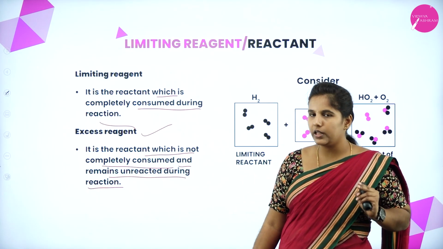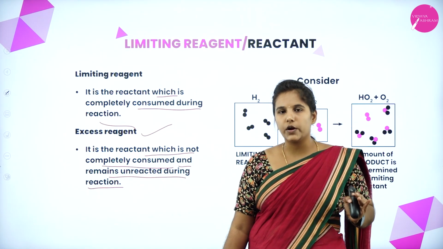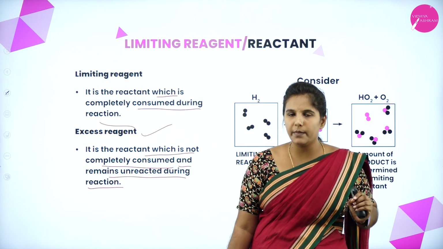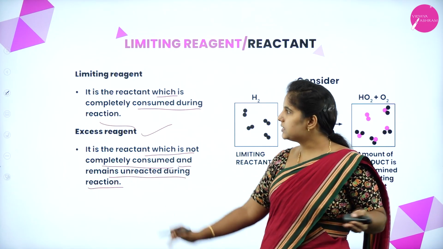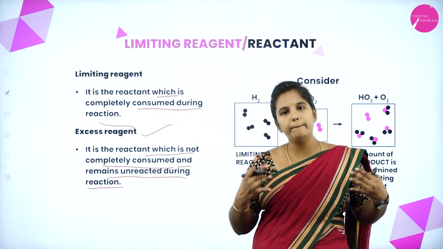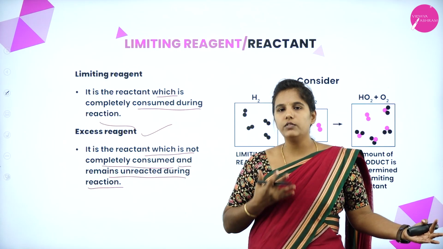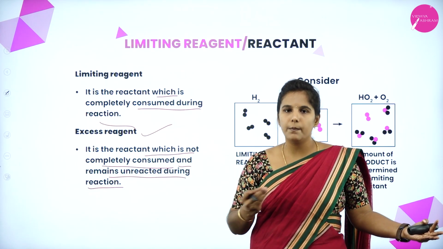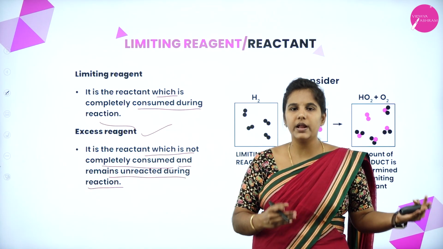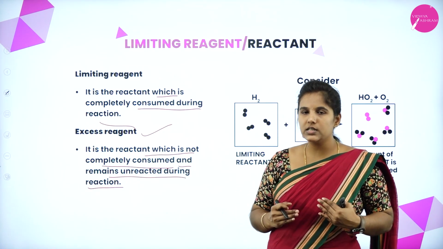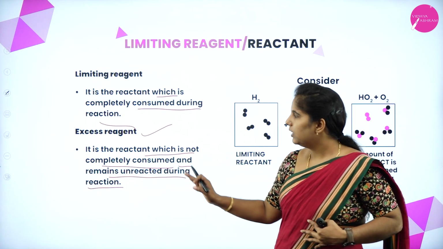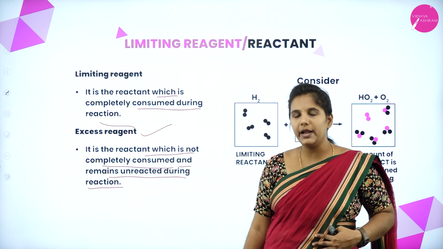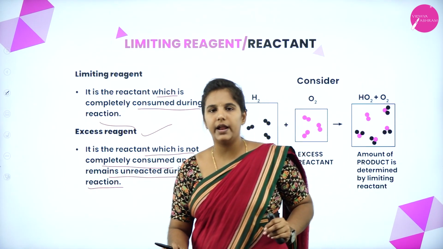So these are the two terminologies. While doing a stoichiometric calculation, you need to keep in mind what the limiting reagent is. It is the reactant which is completely consumed, so it limits the product, while the other remains unreacted. That is known as the limiting reactant. The excess reactant is the one which is not completely consumed and remains unreacted, right?